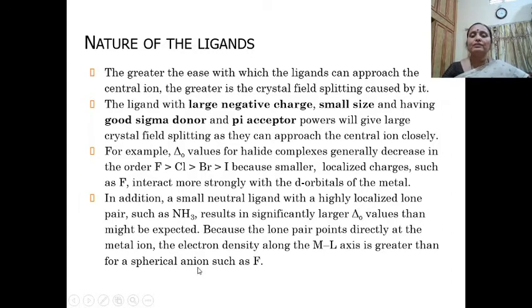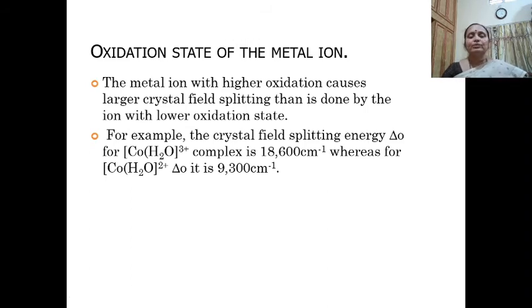So this is because it is going to directly point towards the metal ion. The electron density along the metal-ligand axis is going to be greater for a spherical anion such as fluoride. The next one is going to be the oxidation state of the metal ion.